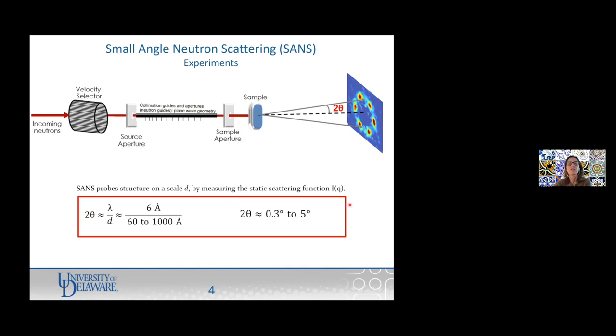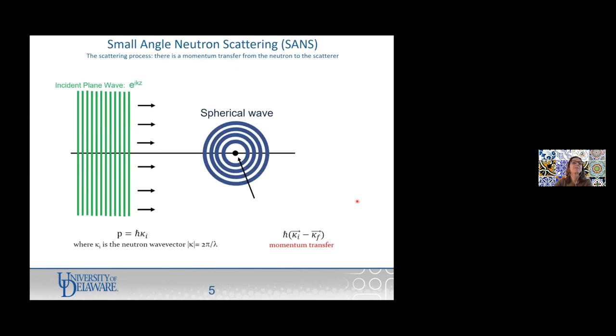If you've done crystallography, these angles correspond to that range of data next to the beam stop that you very often actually reject from your data. So it is very small angle data. Okay, so I believe Frank already showed you a version of this schematic. This is a very basic idea of the scattering process.